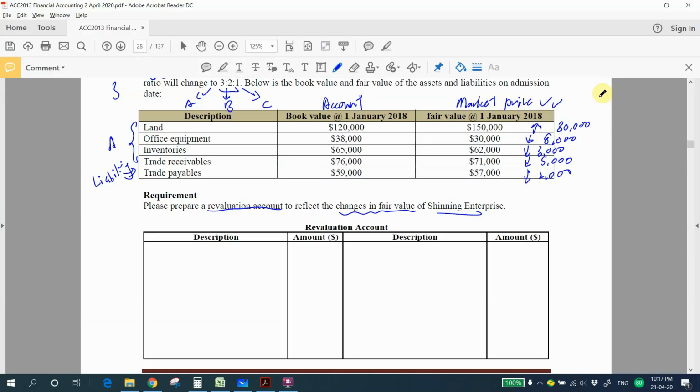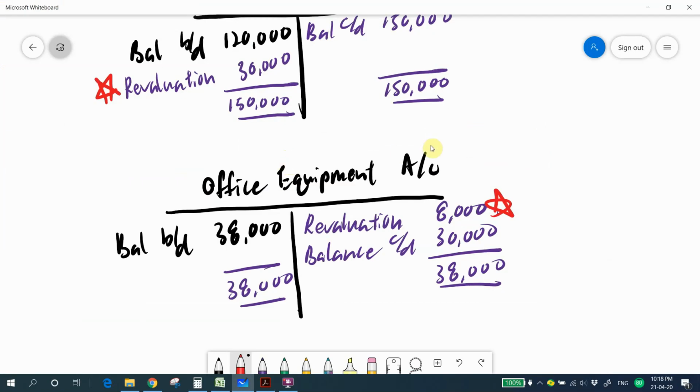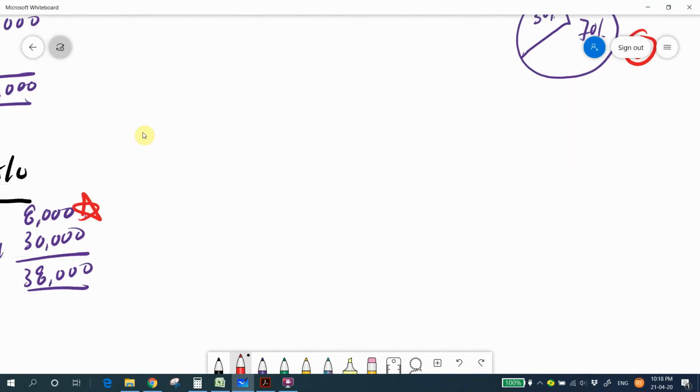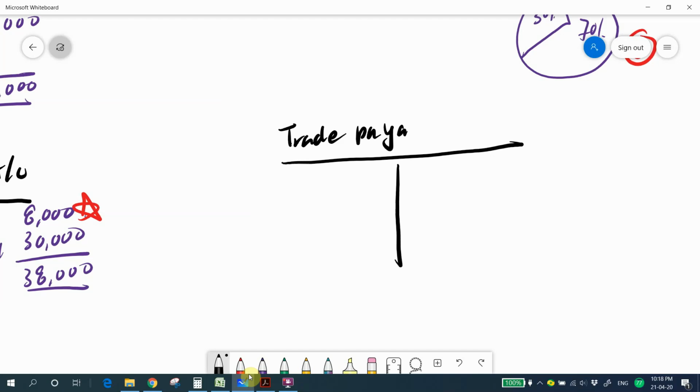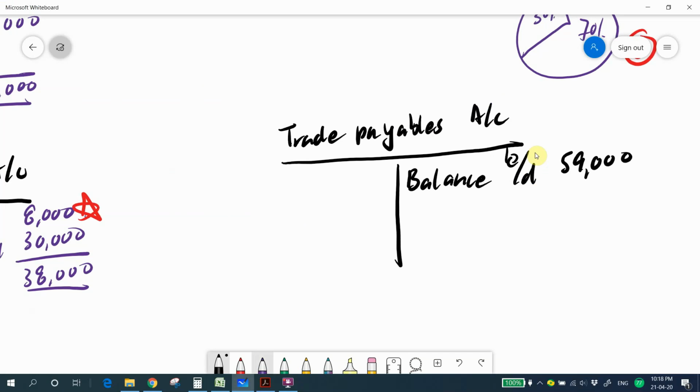And the last one is your trade payables. Trade payables from 59 to 57. We can draw a ledger to understand what is the entry in the revaluation account. So this is the trade payables account. For the trade payables account, the opening balance is on the credit side because this is a liability, 59,000. So we know that the fair value is 57,000.